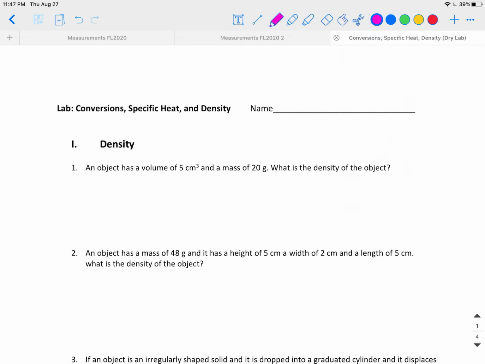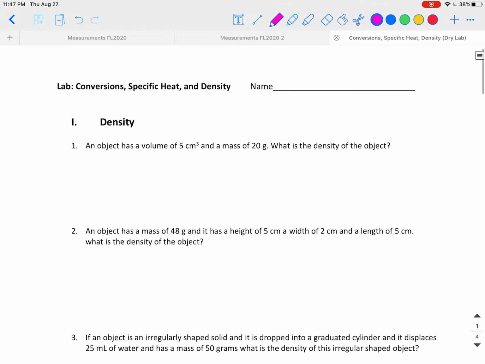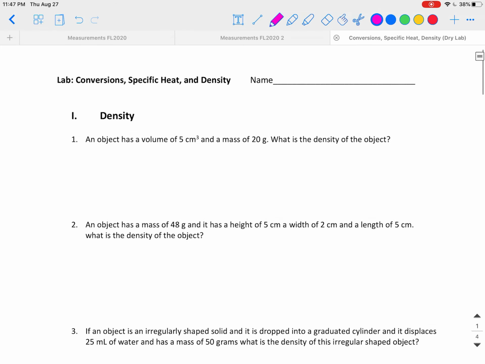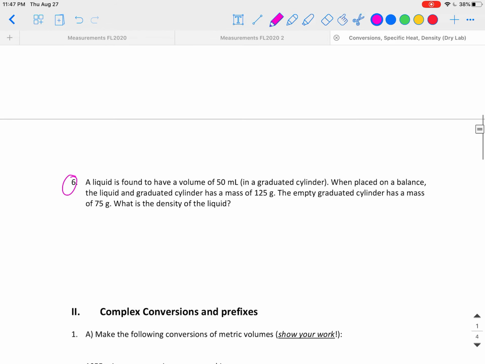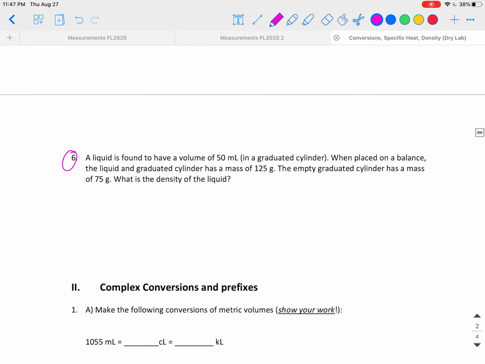Okay, everyone. We are going to work a few problems from the dry lab, the conversion, specific heat and density dry lab. If you're looking at this worksheet, I'm going to pick a problem from each section. So this is our density section, and I'm going to scroll down. The one that I'm going to work and show you how to work is number 6.